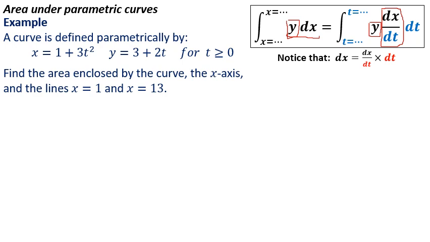We can take that piece apart and say dx by dt is the derivative of x with respect to t. Well, we've got x in terms of t, therefore we can find dx by dt really easily. Dx by dt will be in terms of t, y we already have in terms of t, that's 3 plus 2t, and therefore we'll have an integral that involves just functions of t, and crucially is integrated with respect to t.